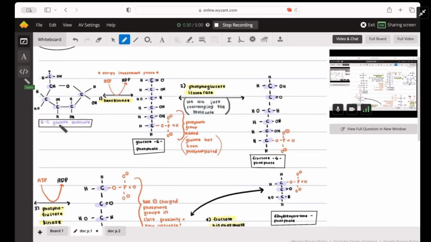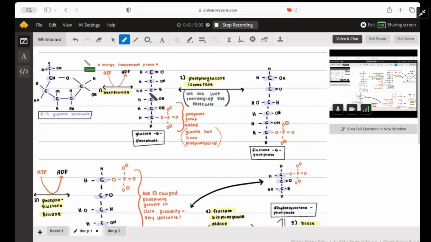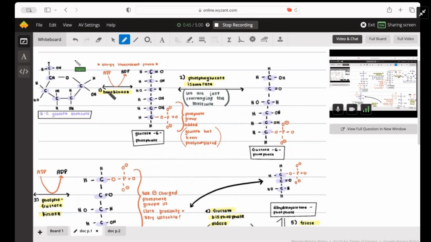So we first start with our 6-carbon glucose molecule, and this is the energy investment phase. So we have to add ATP to break down our molecule into the 2 3-carbon molecules. So first, hexokinase uses ATP to add a phosphate group to our molecule, making this glucose 6-phosphate. So when we add a phosphate group, because it's a negative charge, this makes the molecule more unstable, and we need our molecule to be unstable because we want to break it down.